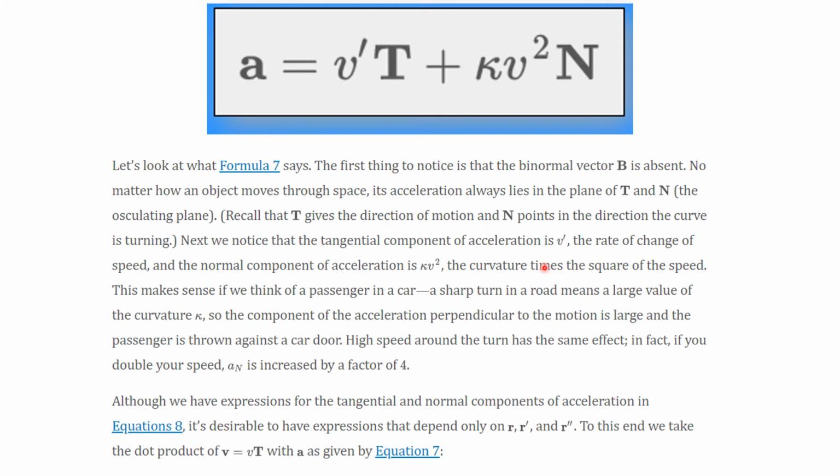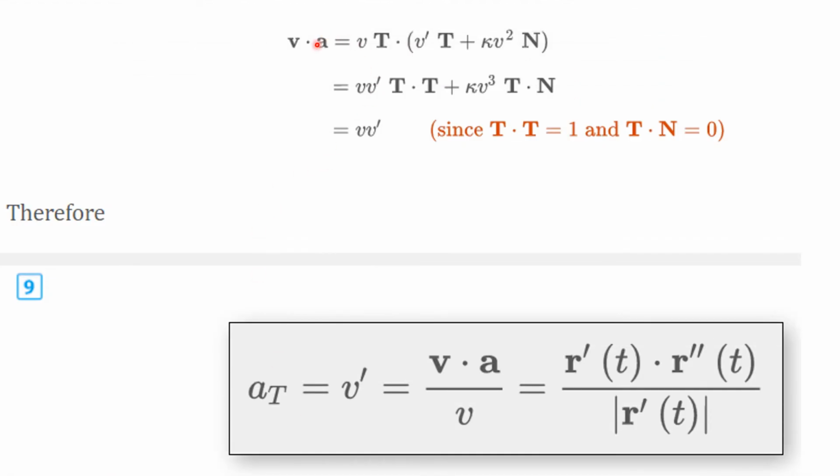Now, although we do have a nice expression here, it turns out often it's more convenient to have these scalar function coefficients depending on r, r prime, and r double prime. So to this end, we take this equation from before, and we're going to dot it with a. So we're taking this equation dotted with the equation for a that we had before. We're going to distribute, and we're going to note that T dot T is 1 and T dot N is 0. So this is just v times v prime. This is the scalar function.